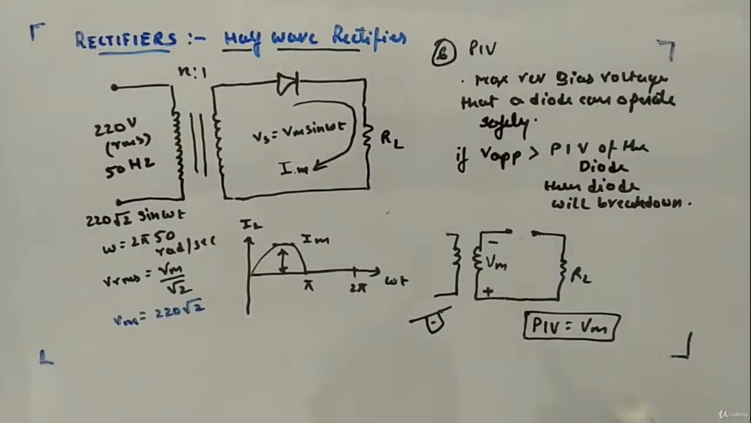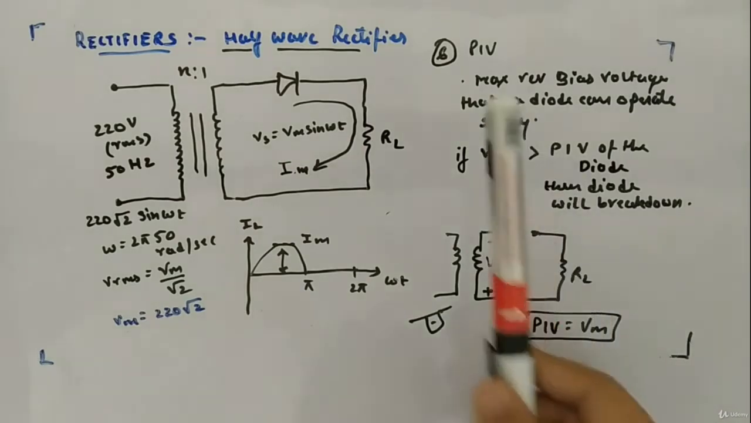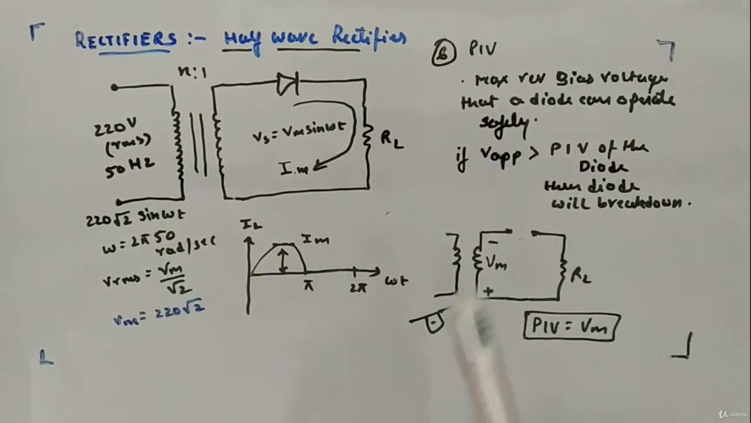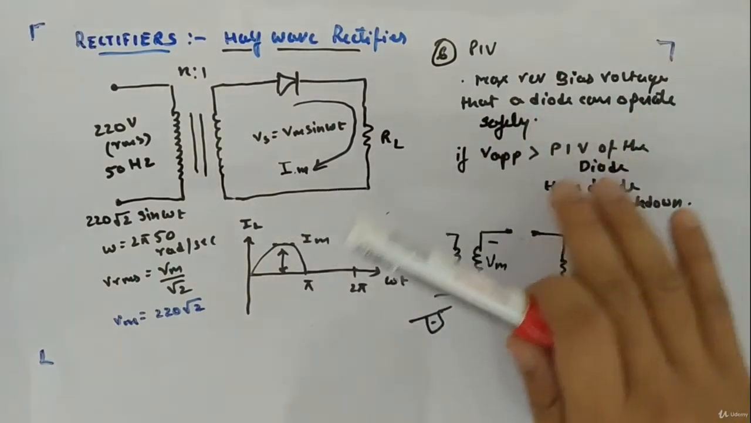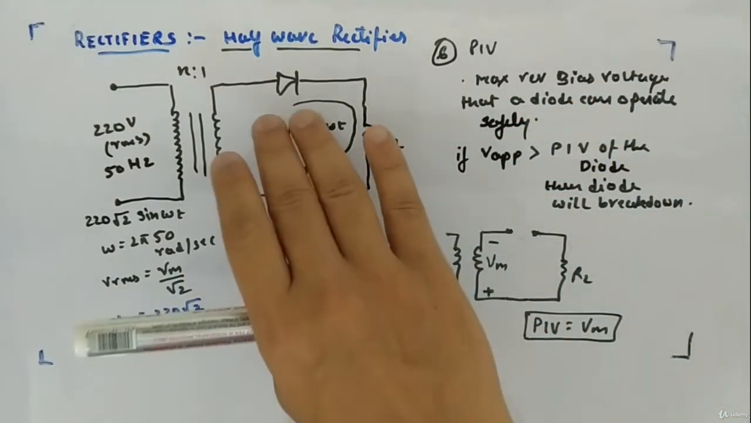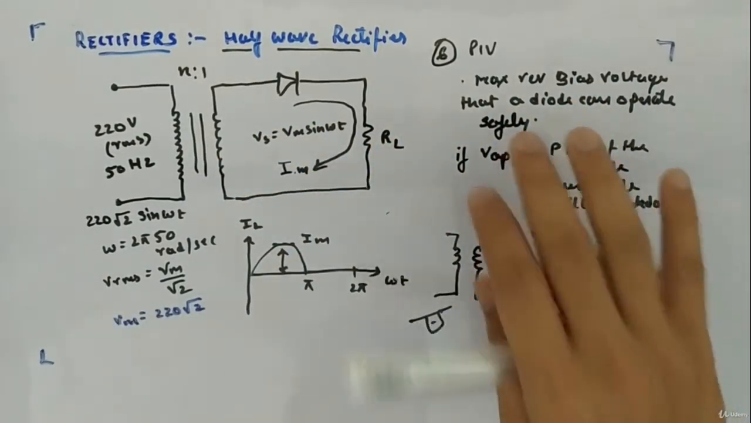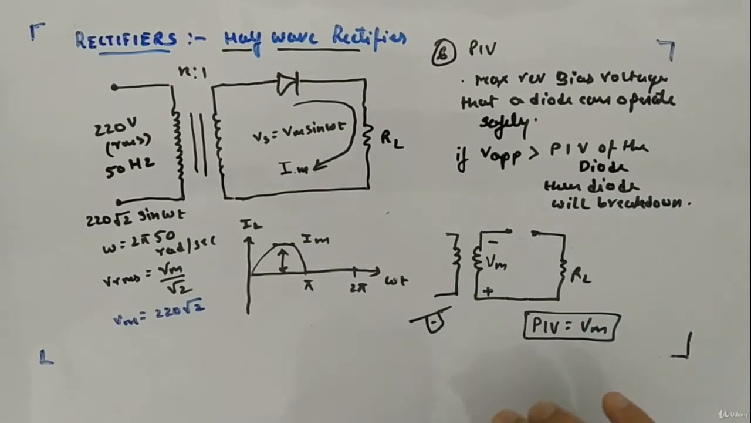Okay, so let's look at the next property, which is peak inverse voltage, PIV. That is just the maximum reverse bias voltage that can be applied across the diode so that it can work and operate safely. It will not go into the breakdown region.